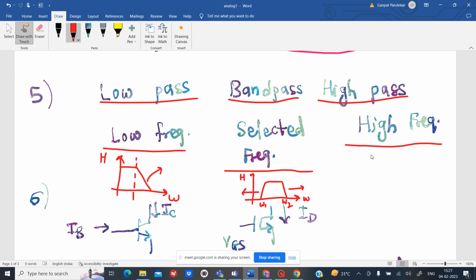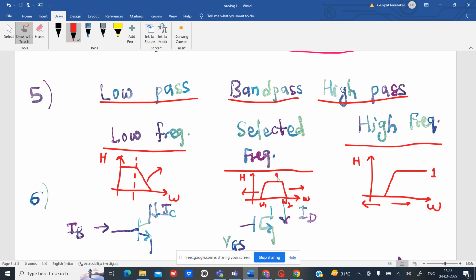Now the third type of filter is the high pass filter. The high pass filter will pass only high frequency component. Here the transfer function is denoted by H, and the x axis is denoted by omega. The characteristic of the high pass filter is like this. As you go to lower frequency, the transfer function value will be very less, that is, the gain of the high pass filter is very less. But as you go to higher frequency, it will approach 1, or a multiple of 1.